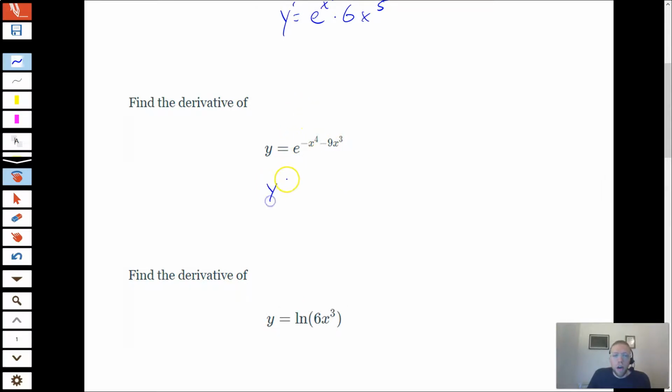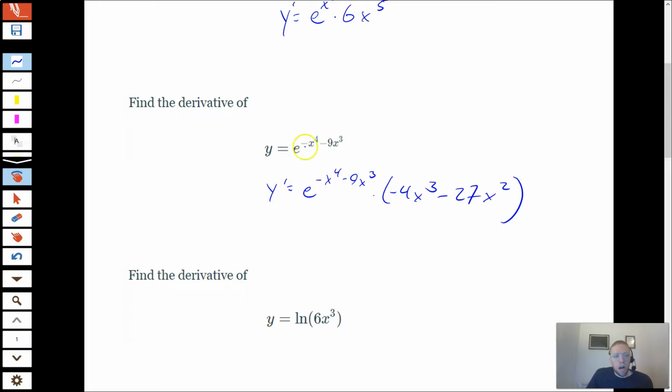So this one, y prime, is going to be e to the all of that. Notice I could actually rewrite this as e to the negative x to the fourth over e to the 9x to the third because of my exponent rules, but I don't actually need to. Times the derivative of all of that up there, so times negative 4x to the third, and then 3 times 9, so 27x squared. Okay, so that's it. Derivative rule, easy, and then chain rule, and then these all end up being nice little power rule derivatives for you. So you're going to fly through those.